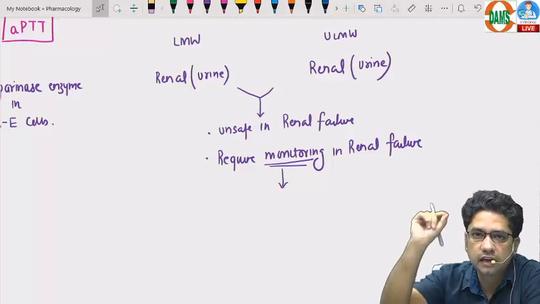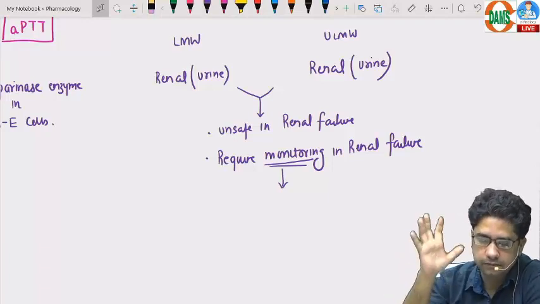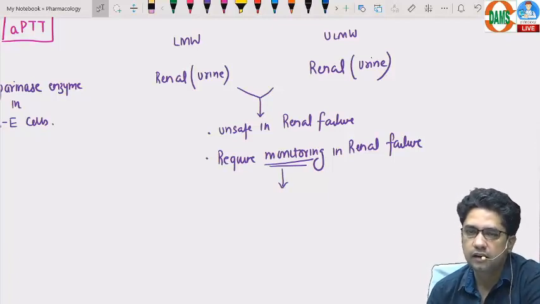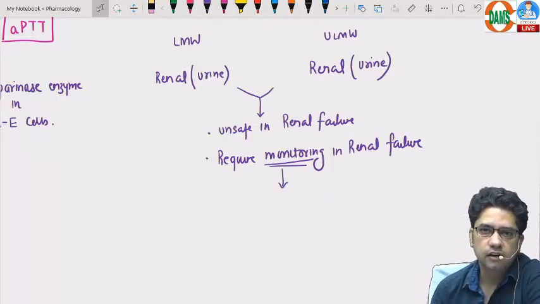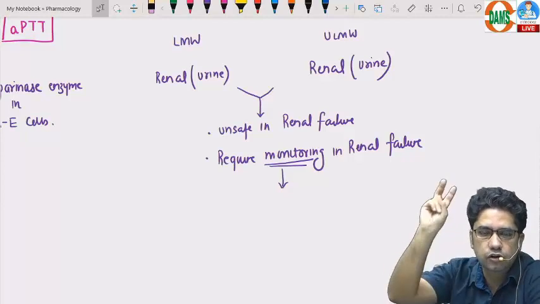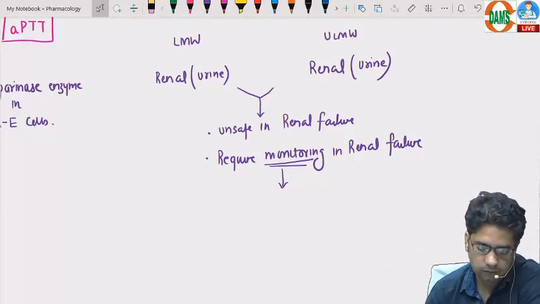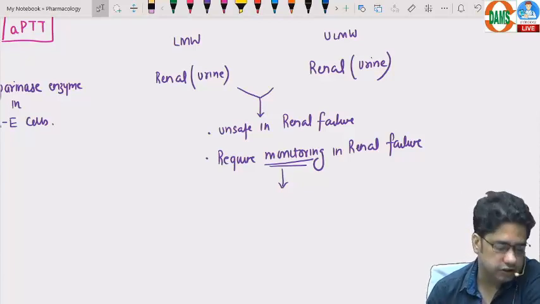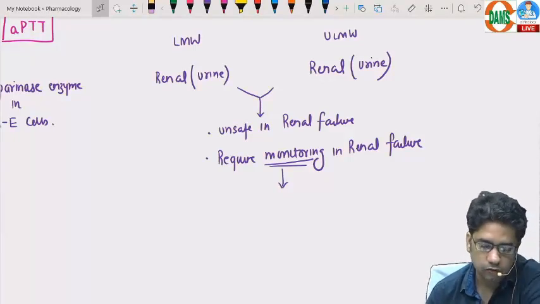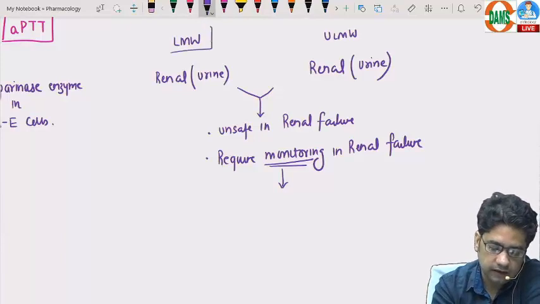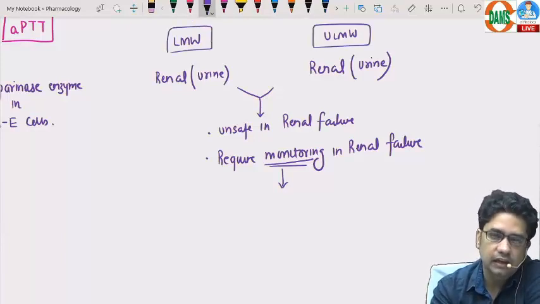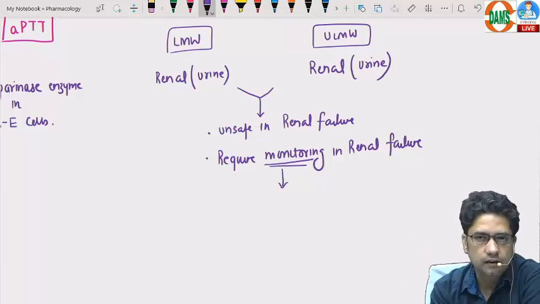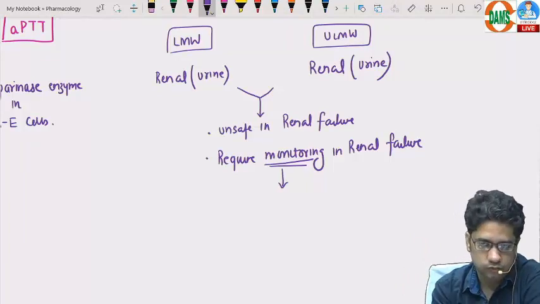Children, they are inhibiting which clotting factor? First tell me. Low molecular weight and ultra low molecular weight heparin, they are inhibiting which clotting factor? Factor 10 or factor 2? Tell me the answer first. Sir, we know that they are mainly inhibiting factor 10. They are not inhibiting factor 2.